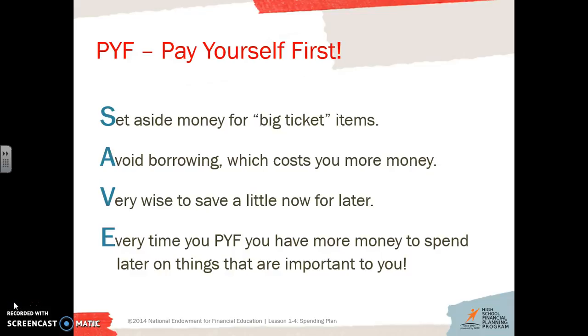Also, avoid borrowing. So if you have a credit card or you have to take out loans, some people do need to take out loans in order to make ends meet, especially for going to college or buying a house or a car. But borrowing money also adds interest. So if I borrow $300 from the bank, I have to pay them back, but I also have to pay them back extra. So if you can avoid borrowing money, that's a great way to save yourself money in the future.